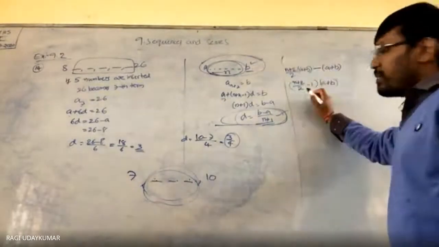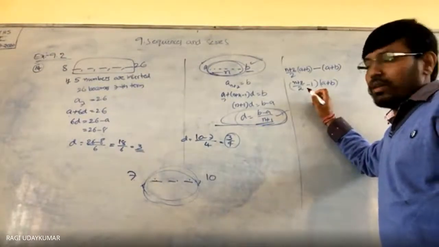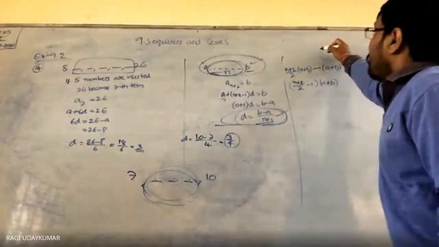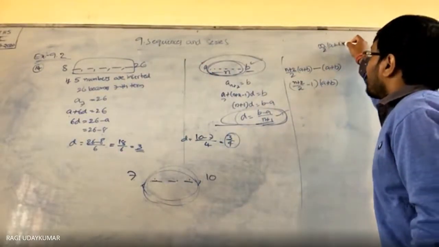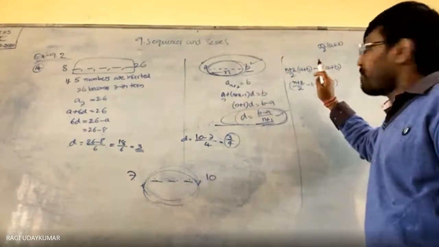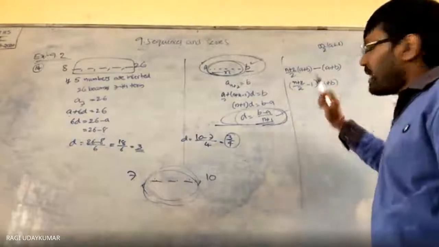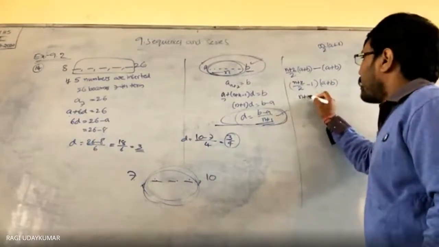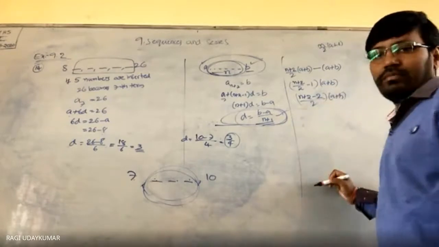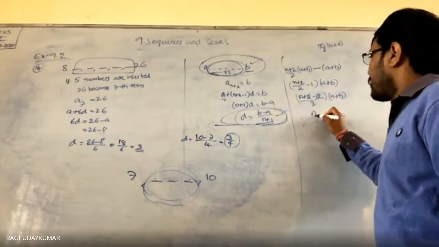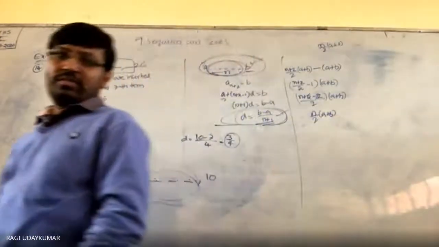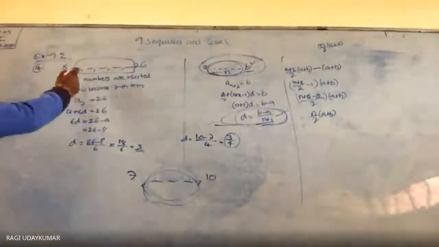Did you understand this? How am I taking it? How many numbers are there in total? n plus 2 numbers. So use the formula n by 2 of a plus l. So n plus 2 by 2 of a plus b, minus a plus b. Take a plus b common, so n plus 2 minus 2 by 2 of a plus b. The 2 gets cancelled, leaving n by 2 of a plus b. Take the average of the two numbers and the whole sum is obtained.